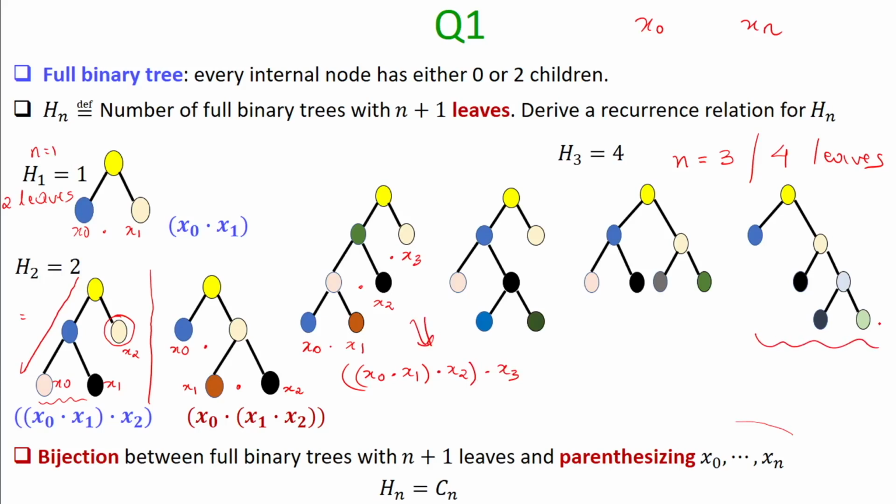Whereas if I consider this tree, this will be equivalent to x0 multiplied with x1, that is getting multiplied with x2 and x3 here. So it is x2 and x3 that gets multiplied, then their product is getting multiplied with x1, and their product is getting multiplied with x0. Okay, so that's a bijection here.